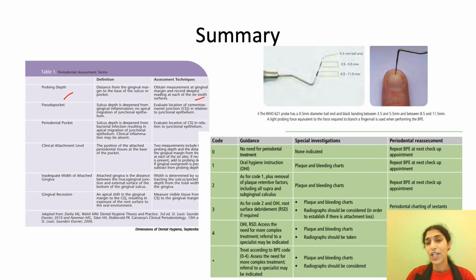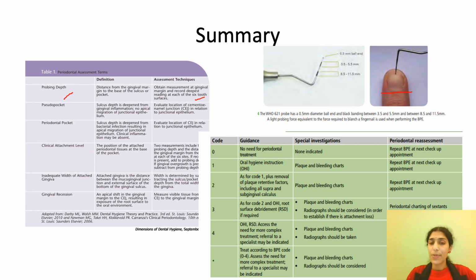And this picture shows you the WHO probe, and it is a nice picture that shows how much probing force you need to apply when you want to probe. It is just what you would apply on your thumbnail, giving you a nice blanching. That blanching is the amount of force that is enough to verify the presence of the pocket or to measure the pocket depth. You don't need to apply more probing force.